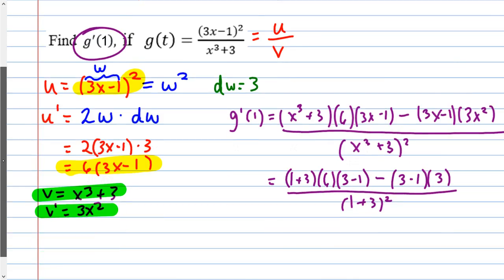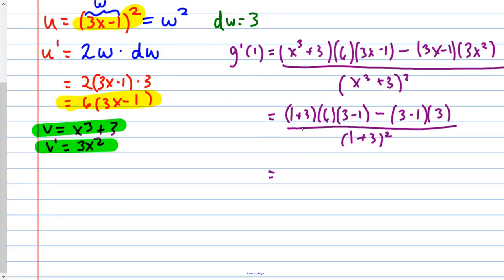All right, let me go down a little. 1 plus 3 is 4. 4 times 6 times 3 minus 1, which is 2. Okay, minus 3 times 1, oh no, that's not times. Oops, I don't think I wrote it wrong, it just looked really small. That should be 3 minus 1. So 3 minus 1 is just 2 times 3. And then this is over, times 3 over, that's better. 1 plus 3 is 4, and that's squared. Alrighty then.